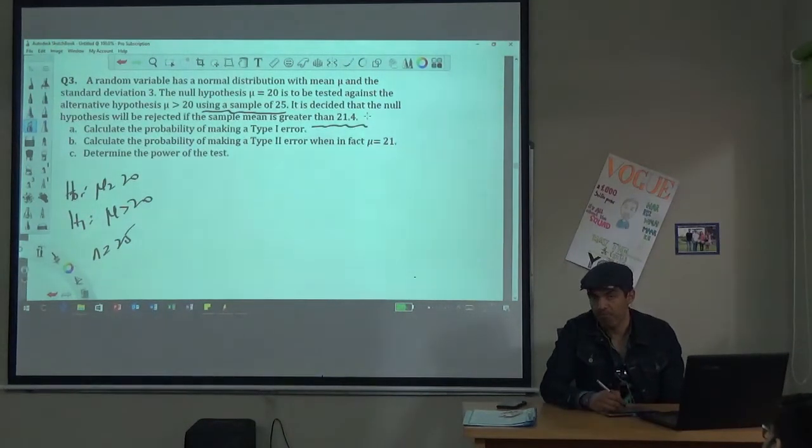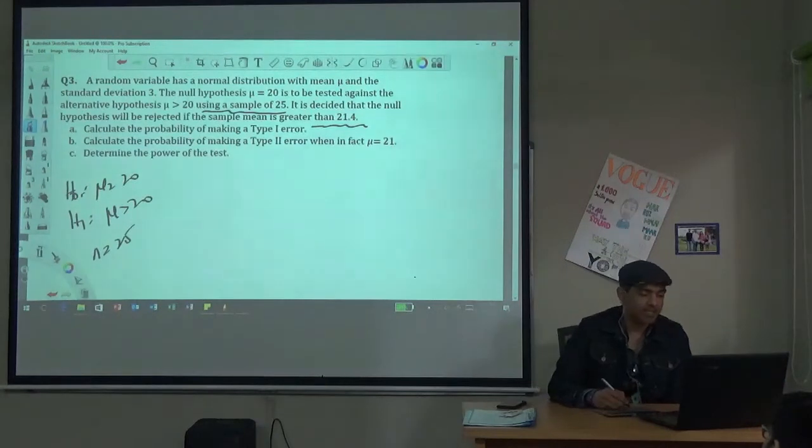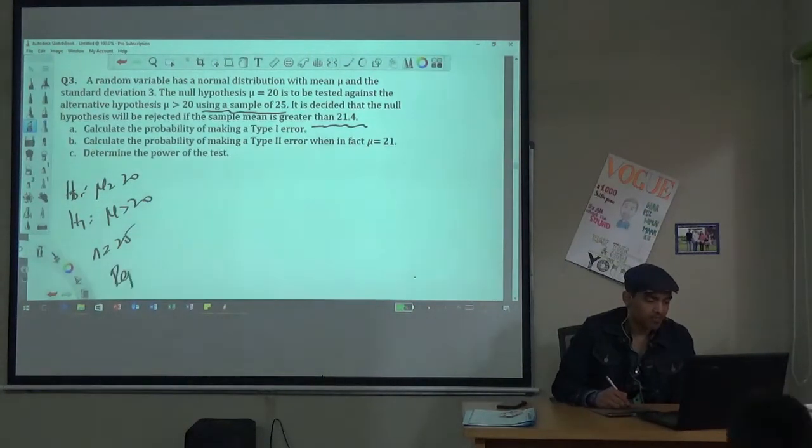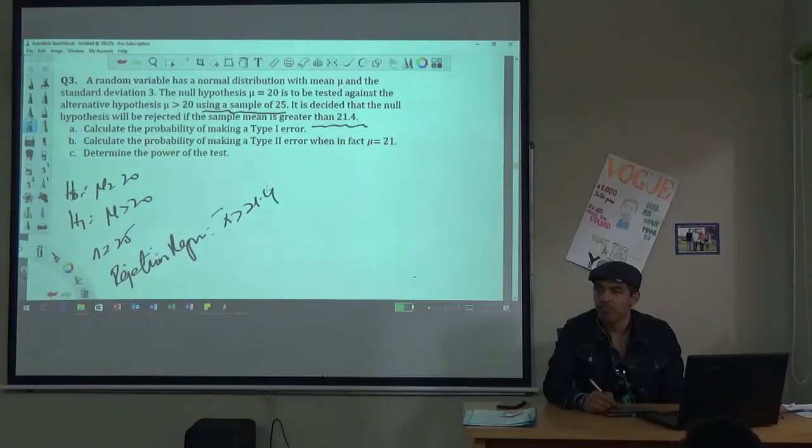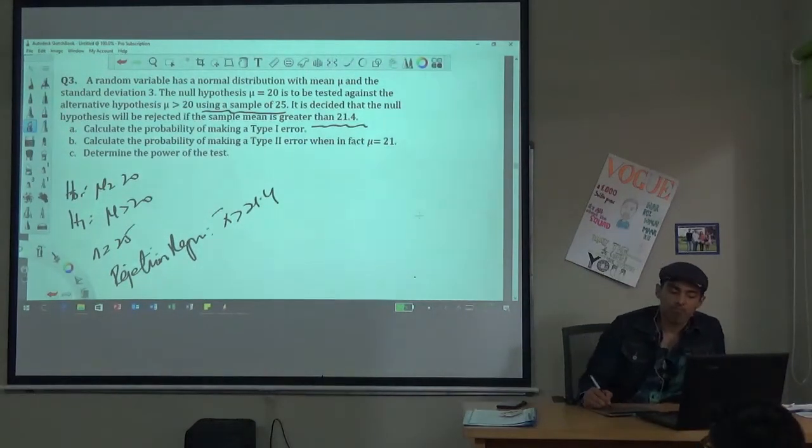What does this indicate? This is the critical region. This is the rejection region. He's already given you the rejection region. He says that you will reject the null hypothesis if the sample mean falls in this range, greater than 21.4. So clearly, the rejection region is x bar greater than 21.4. Your rejection region is already stated.